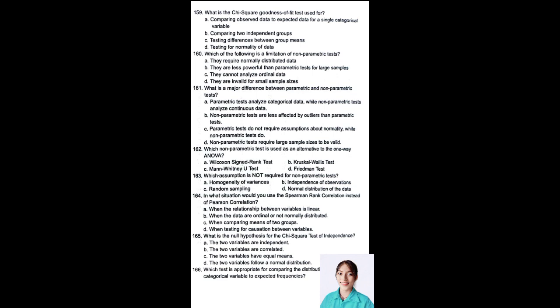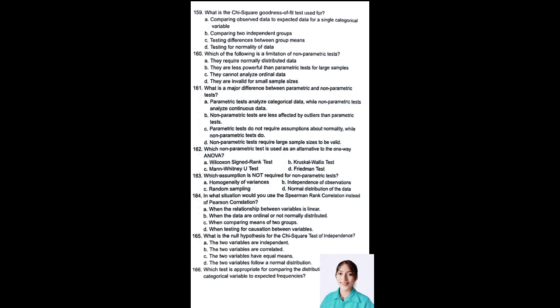What is a major difference between parametric and non-parametric tests? The difference between the two is that non-parametric tests are less affected by outliers than parametric tests. So that's option B. Then we have 162. Which non-parametric test is used as an alternative to the one-way ANOVA? The statistical tool that is an alternative to the one-way ANOVA is the Kruskal-Wallis test. So that's option B.